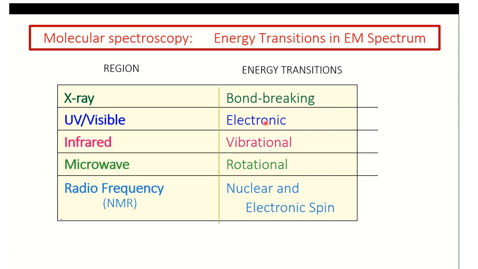Ultraviolet will be electronic, infrared is vibrational, and of course radio is nuclear and electronic spin. Where is mass spec? The reason why mass spec is absent from here is because that's not a true spectroscopic technique, and we'll be looking at that later.